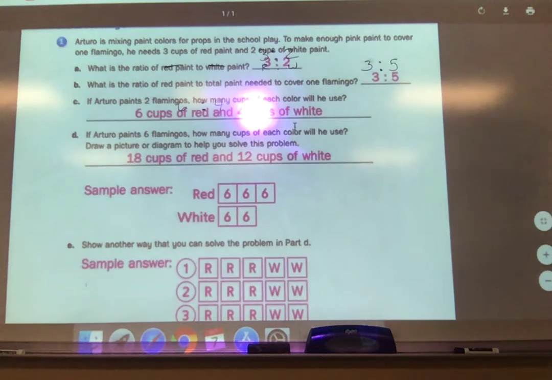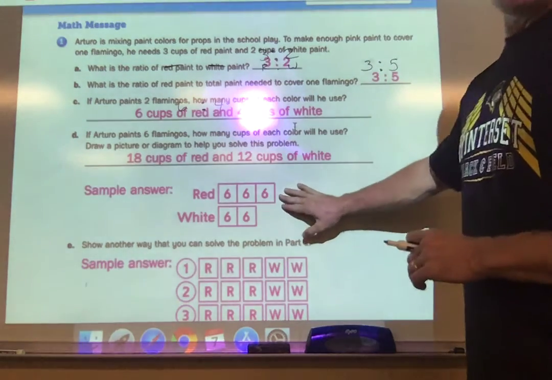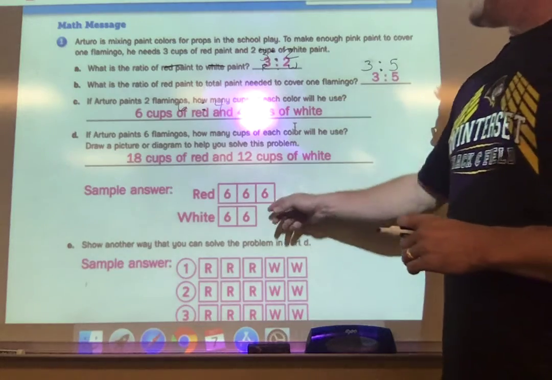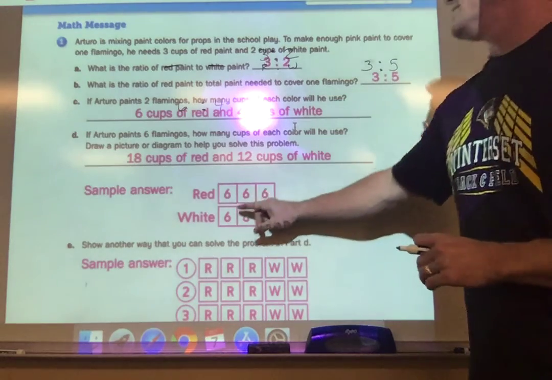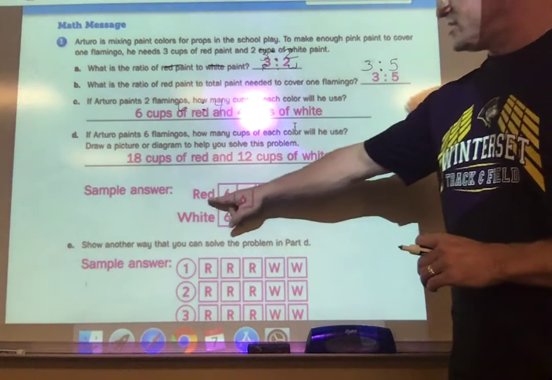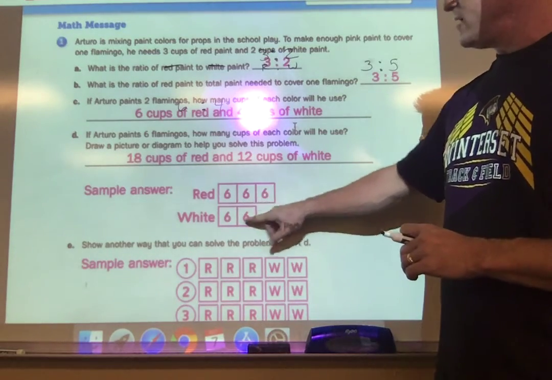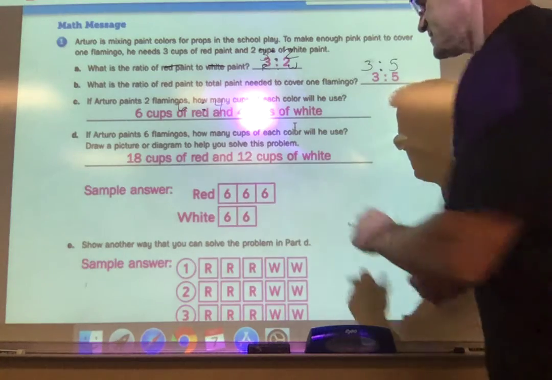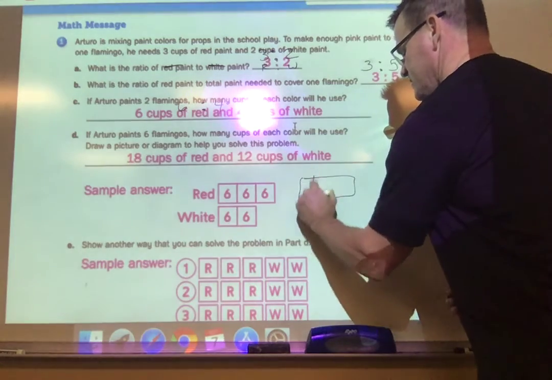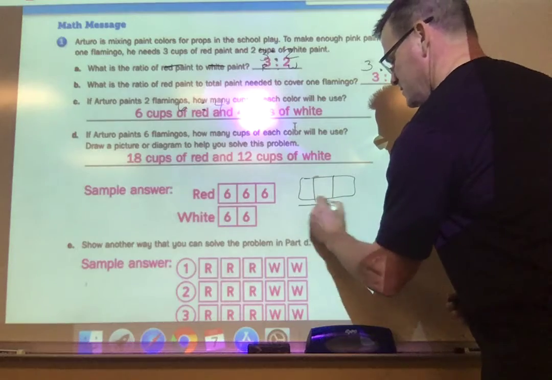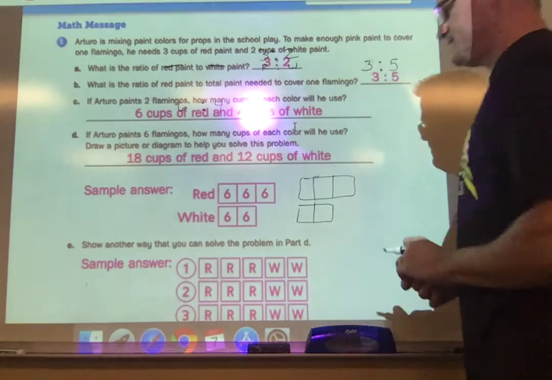If we're looking down here at part D and I do a tape diagram, remember, it's a 3-to-2 ratio, so we're going to label red and do 3 pieces of tape. You can be doing that now. And then white, and do 2 pieces of tape. So you would just make the tape to get going here, and they'd be blank to start.